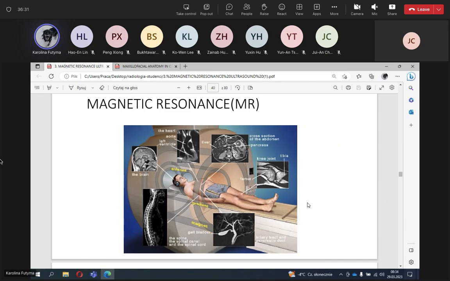So, of course, the brain, so the head and neck area, then the chest, tummy area, of course, we can visualize the bladder area, kidneys, of course, the spinal cord mostly, and sometimes we can use the magnetic resonance for examination of the patient's different joints. So, for example, the knee joint.